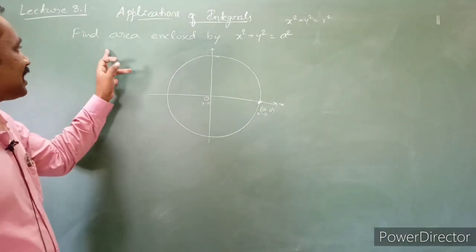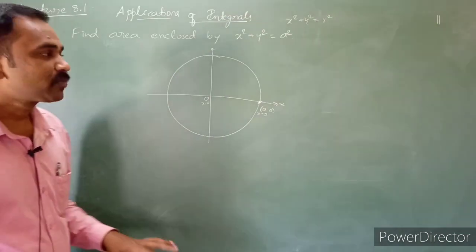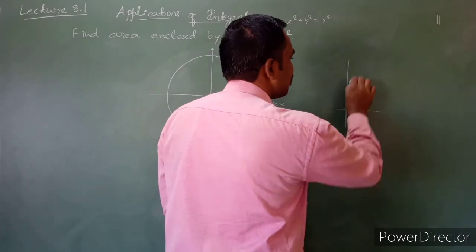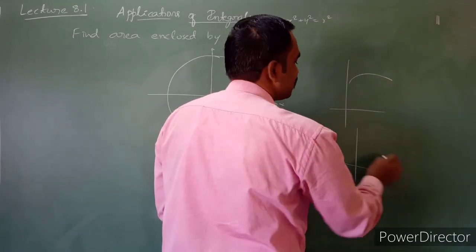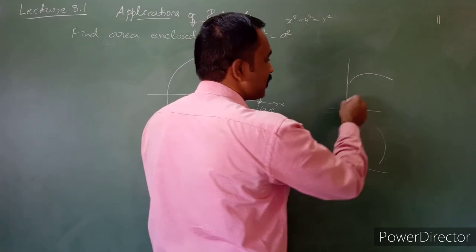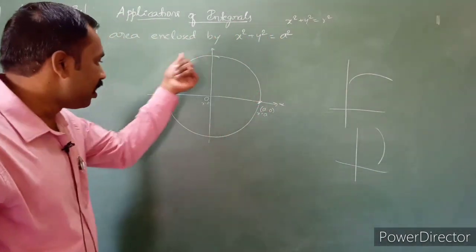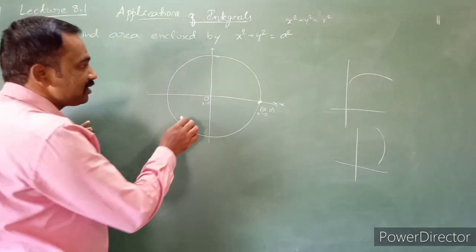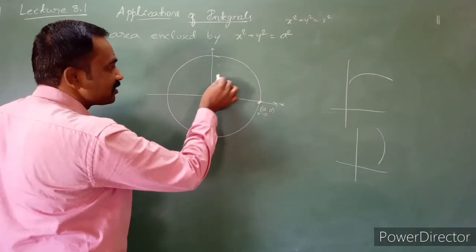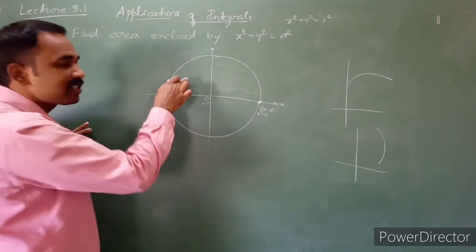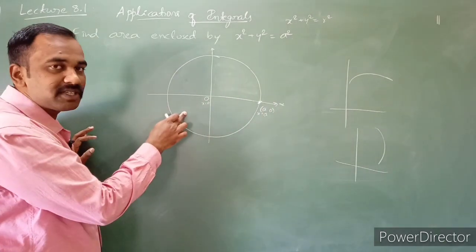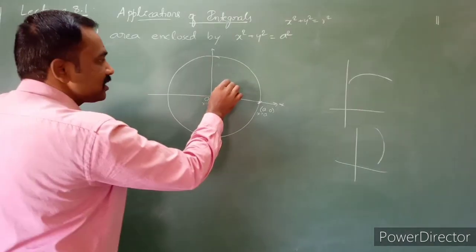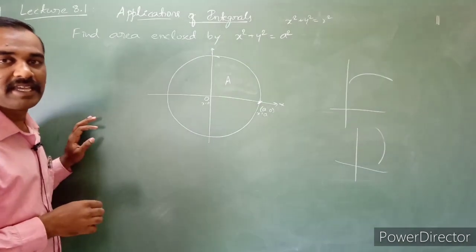We need to find the total area enclosed by the curve. Previously we found the area only in the first quadrant, or the first and fourth quadrants. Here all four quadrants are there. Whatever area is there in the first quadrant, the same area is there in the second quadrant. Similarly, the same area is present in the third quadrant, and the same area is present in the fourth quadrant. So this area, I just name it as area A.